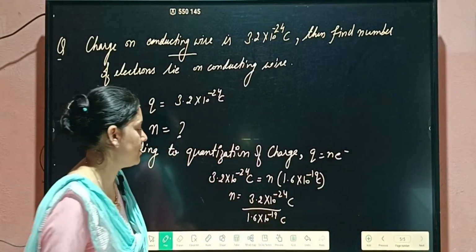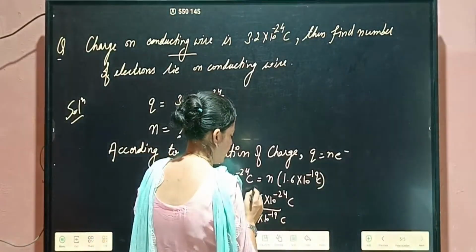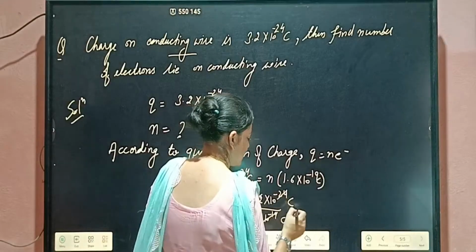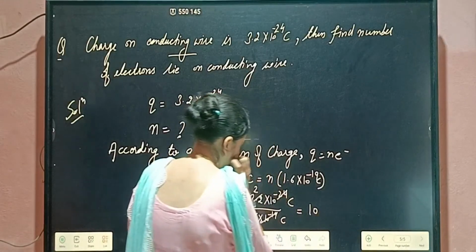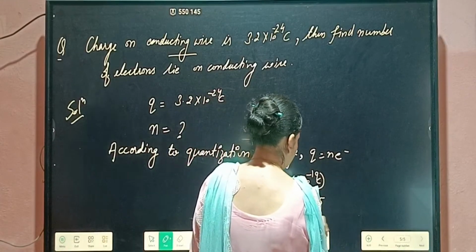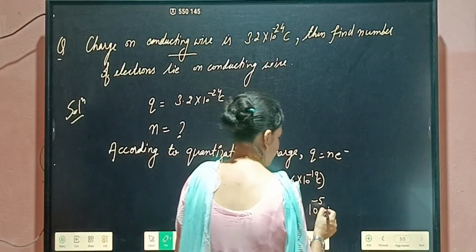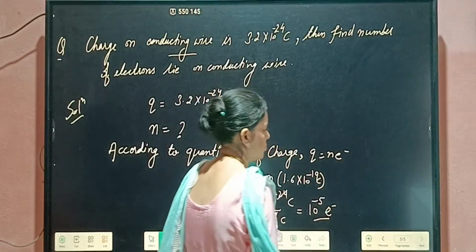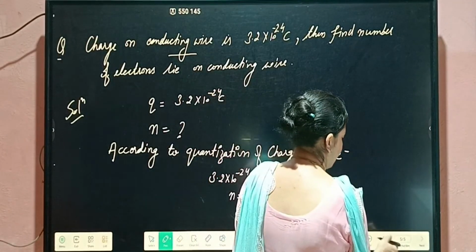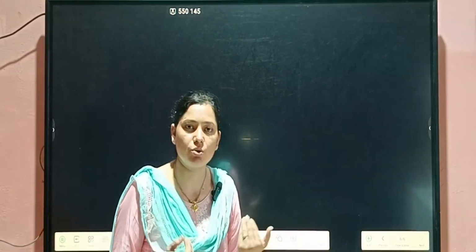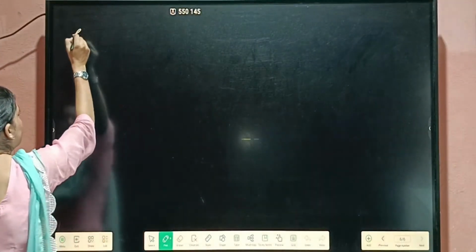Clear? As we solve this, 3.2 by 1.6 gives 2, and then the powers of 10 combine, leaving 2 into 10 raised to power minus 5 electrons available on our surface. Number of electrons. Okay, so like this we can find it. The formula is quantization of charge, Q equal to n e. Using it, we can find the total charge, and we can find the number of electrons available on our conducting surface. So next, we will start electric current.